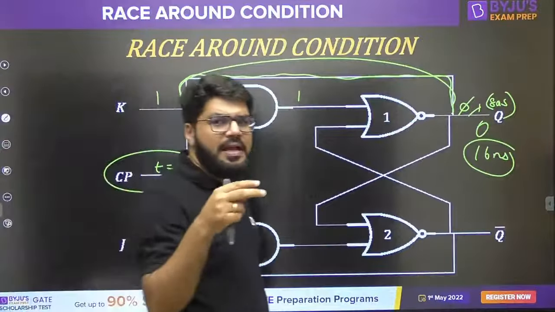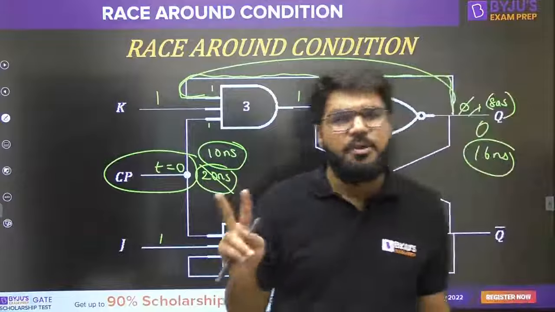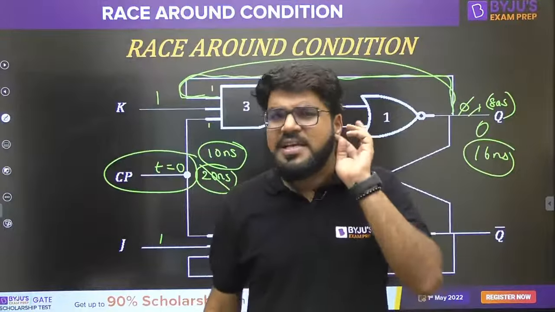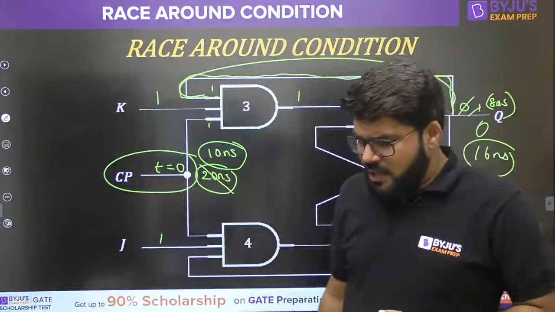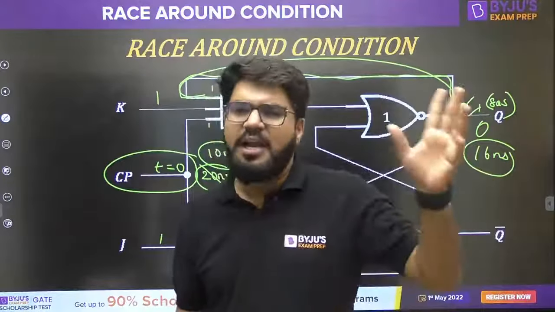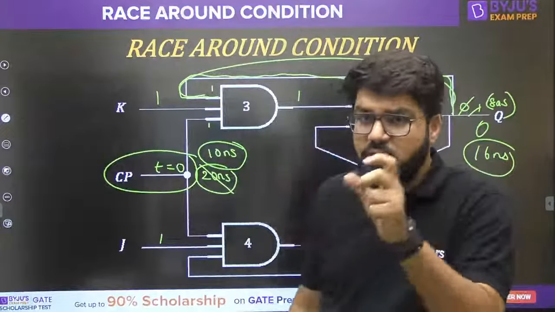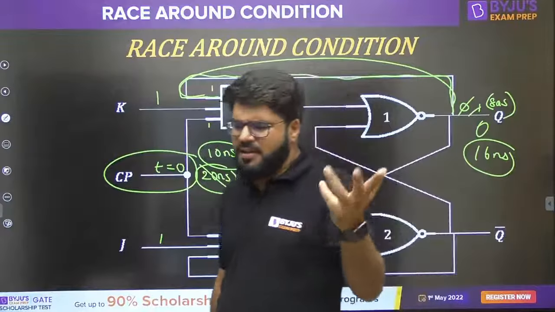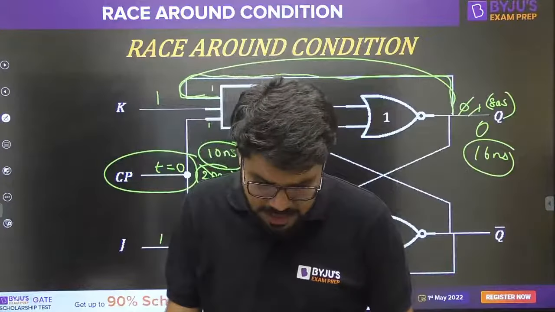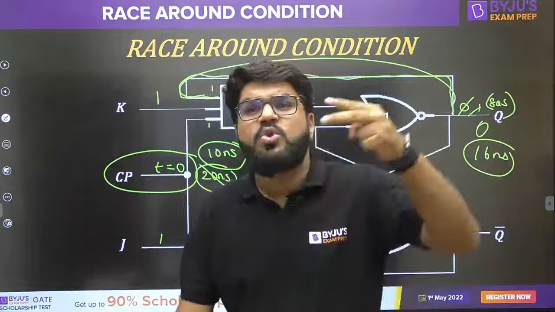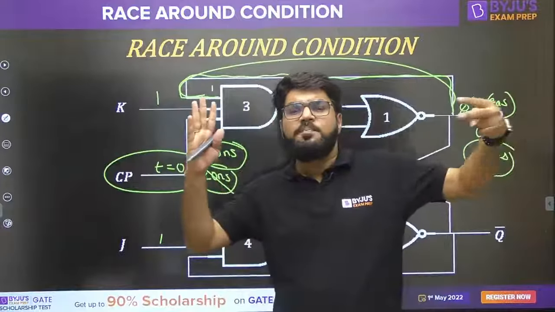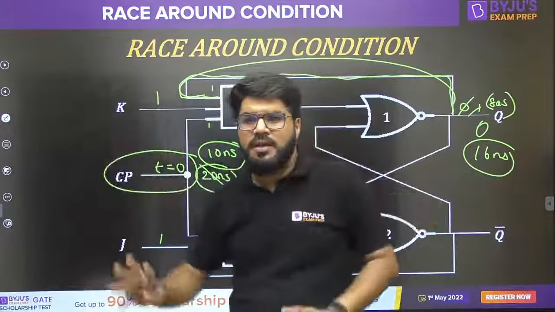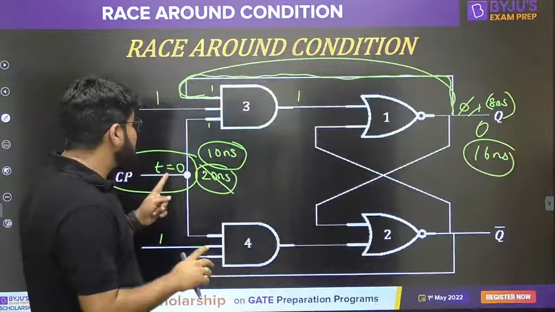Because it looks like a timing race between two variables, we call it a race around condition. Normally, what is a race condition? A race condition is something we can study separately. Right now I am just focusing on race around with respect to latches and flip-flops. Race condition is studied separately in terms of logic gates and combinational circuits. A race condition is a condition where two inputs to the circuit are in a race to change the output of the circuit. Here also two variables are in a race.